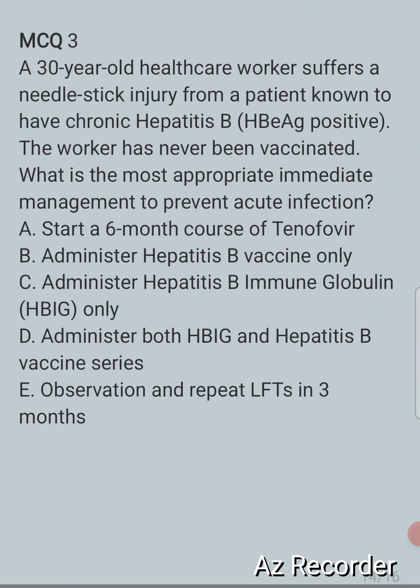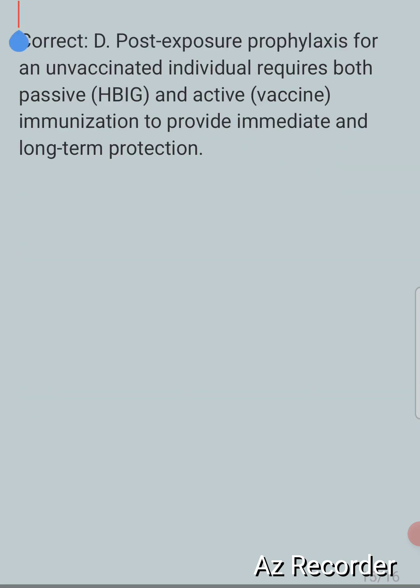MCQ 3: a 30-year-old healthcare worker suffers a needle stick injury from a patient known to have chronic hepatitis B. The worker has never been vaccinated. What is the most appropriate immediate management to prevent acute infection? Start a 6-month course of tenofovir, administer hepatitis B vaccine only, administer hepatitis B immunoglobulin only, administer both hepatitis B immunoglobulin and hepatitis B vaccine, observation and repeat LFTs in 3 months. So what will you choose?